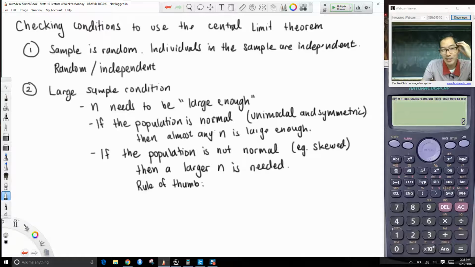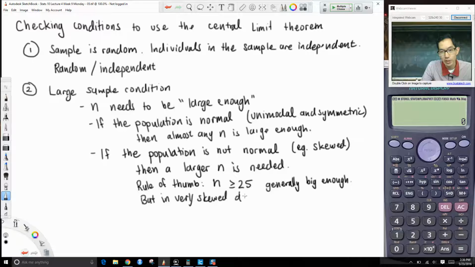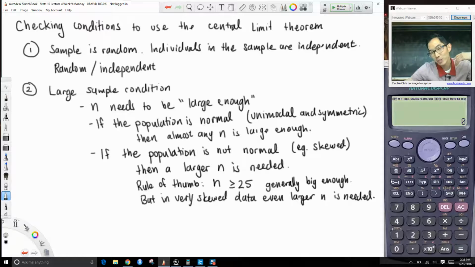The rule of thumb is that n greater than or equal to 25 is generally big enough. But in very skewed situations, or in very skewed data, even larger n is needed. Some textbooks will say n greater than or equal to 30 is big enough. Usually that's big enough for most circumstances, and this is to apply the central limit theorem.